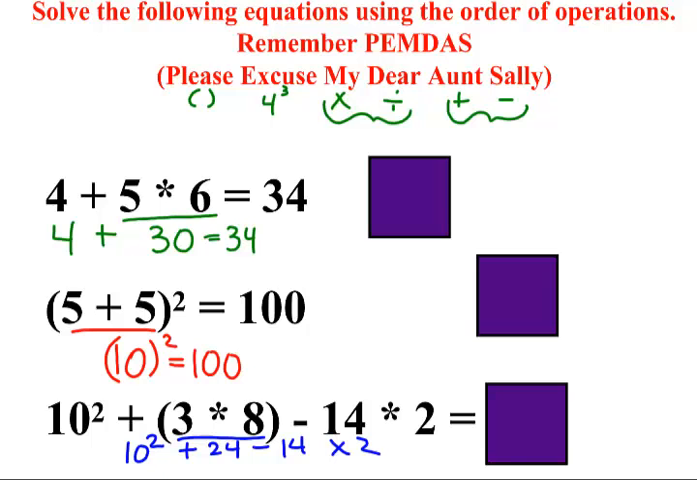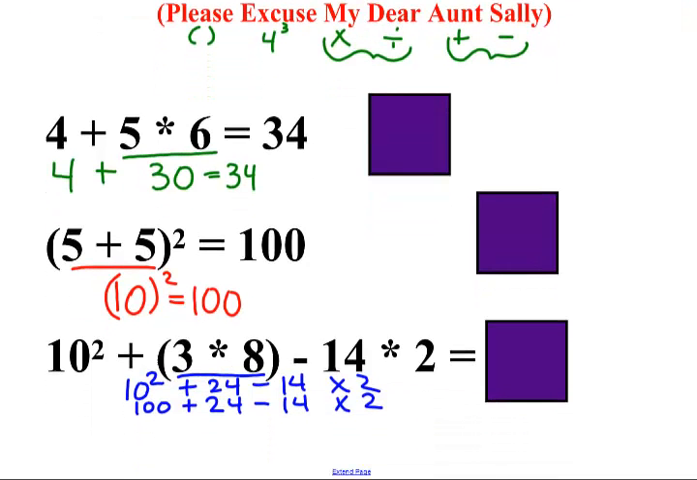Next is E for exponents. I have 10 squared, which is 100. And the same thing, I bring down everything I haven't used before. Then we go to multiplication and division from left to right. Well, I only have one multiplication problem, so that's 14 times 2 is 28. And again, bring down everything we haven't used. This will be the same format that you will use on your paper.